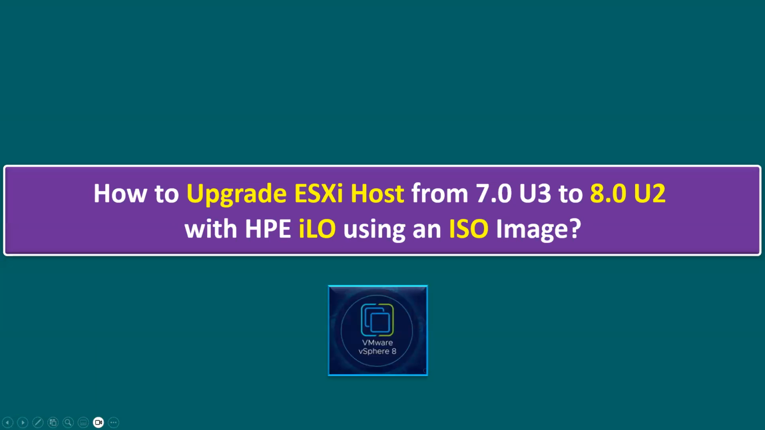In this session, I'm going to talk about how to upgrade an ESXi host from 7.0 Update 3 to 8.0 Update 2 with HPE iLO using an ISO image.